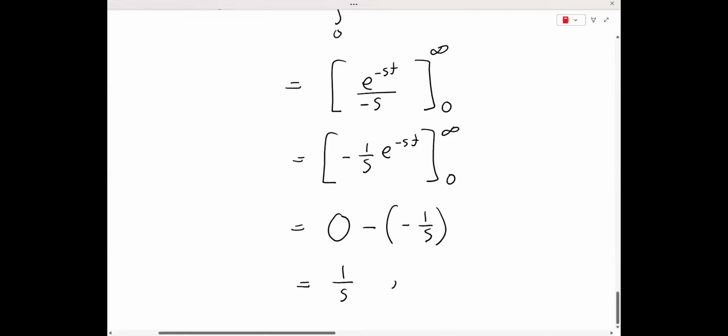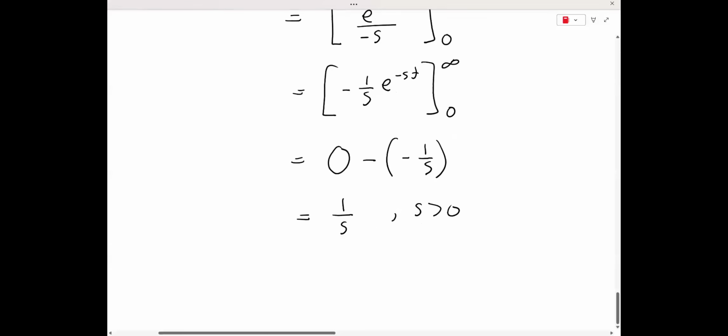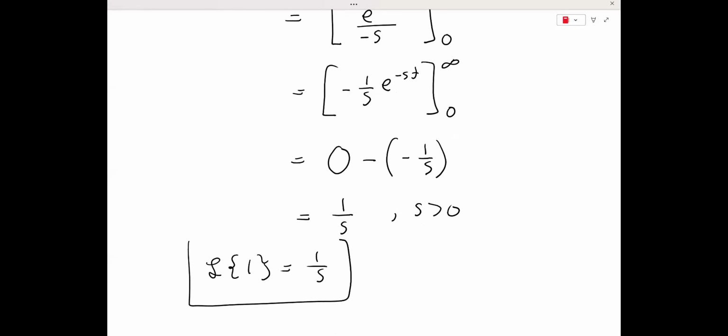This is assuming here, by the way, that s is greater than 0, right? We assume here s is greater than 0, because otherwise, this will blow up. If s were a negative number and you have to go to infinity, this will blow up to be very big. So we're assuming here s is greater than 0. So what you can say here then, the Laplace of 1 is equal to 1 over s. Right, so the Laplace transform of 1 is 1 over s.